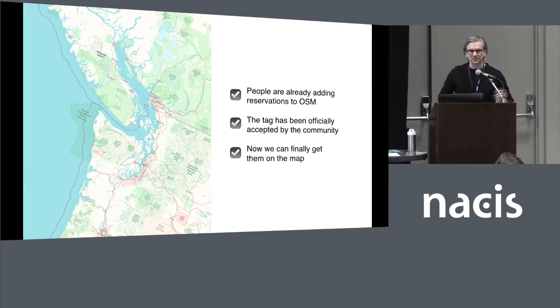Okay, so going back to OpenStreetMap, people are already adding these things in OpenStreetMap. We now have an officially approved tag. So now we can go to the maintainers of the OpenStreetMap map style and try to get these to show up on the map.